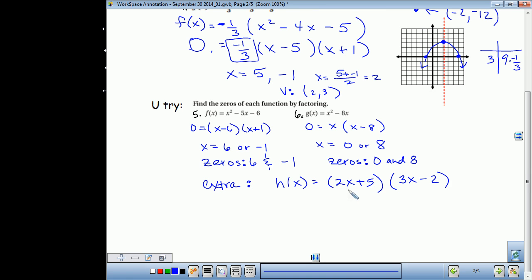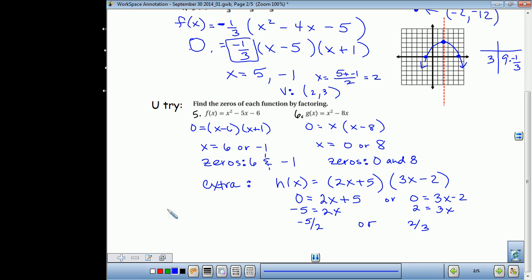To find the zeros, really what we're doing in our head is going, okay, this is going to equal 0, or this is going to equal 0, right? And so to solve this, you would move that over and divide by the 2, and you'd get negative 5 halves, or you'd move this over and divide by 3, 2/3, right?